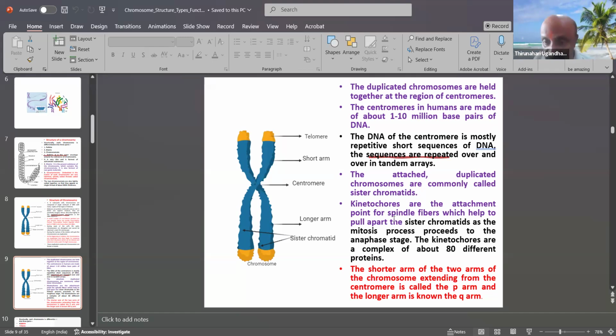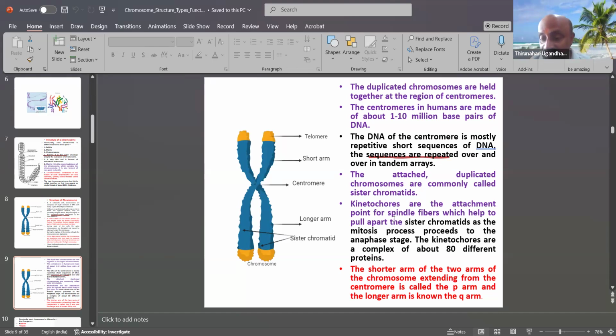During the anaphase phase, the chromosome structure changes. The mitosis process proceeds to the anaphase stage. The kinetochores are a complex of about 80 different proteins. The shorter arm of the two arms of the chromosome extending from the centromere is called the P arm.